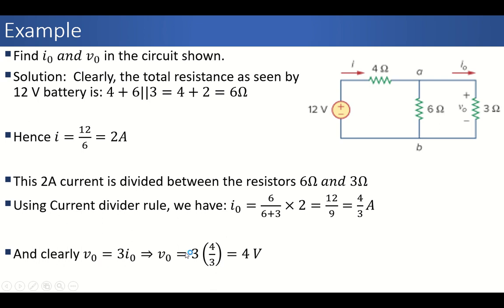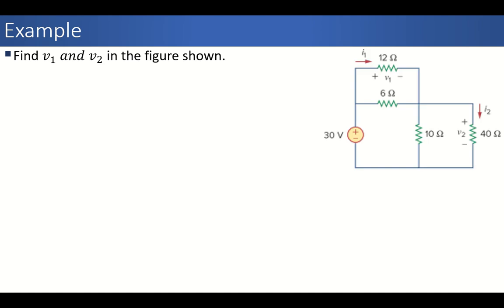So just like here, since now we have I naught, and for I naught we have used the current divider rule, we can use Ohm's law, that V is equal to IR, so we can find that V naught is equal to 3 I naught. So there are so many techniques, methods, or approaches to solve a simple circuit. So let's see another circuit.